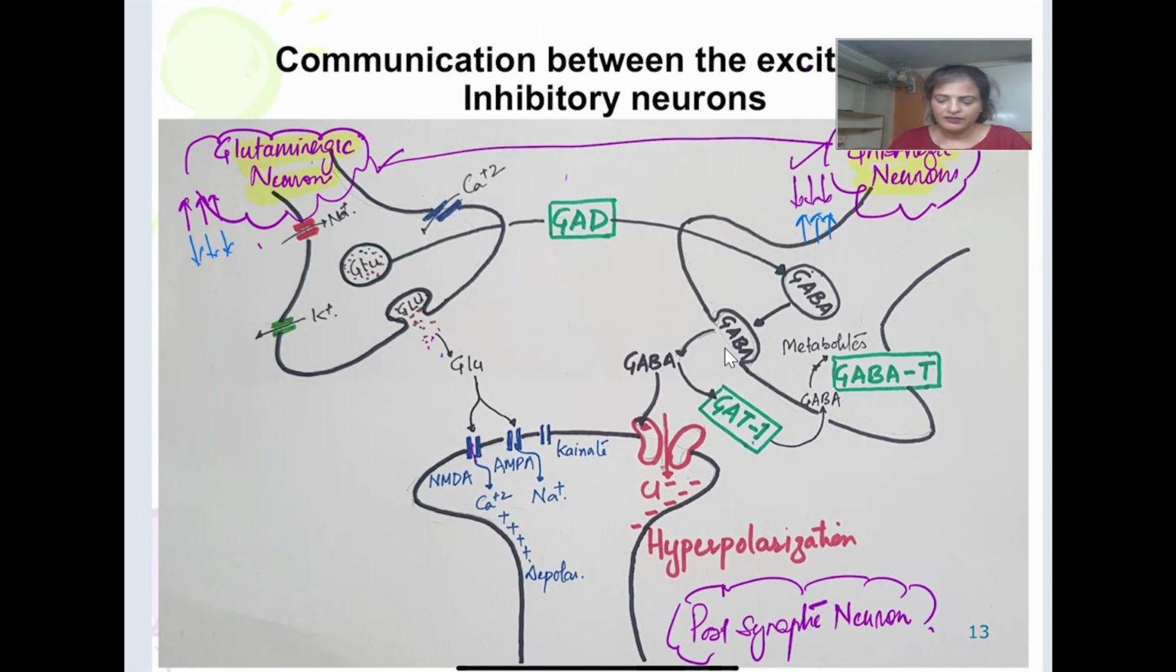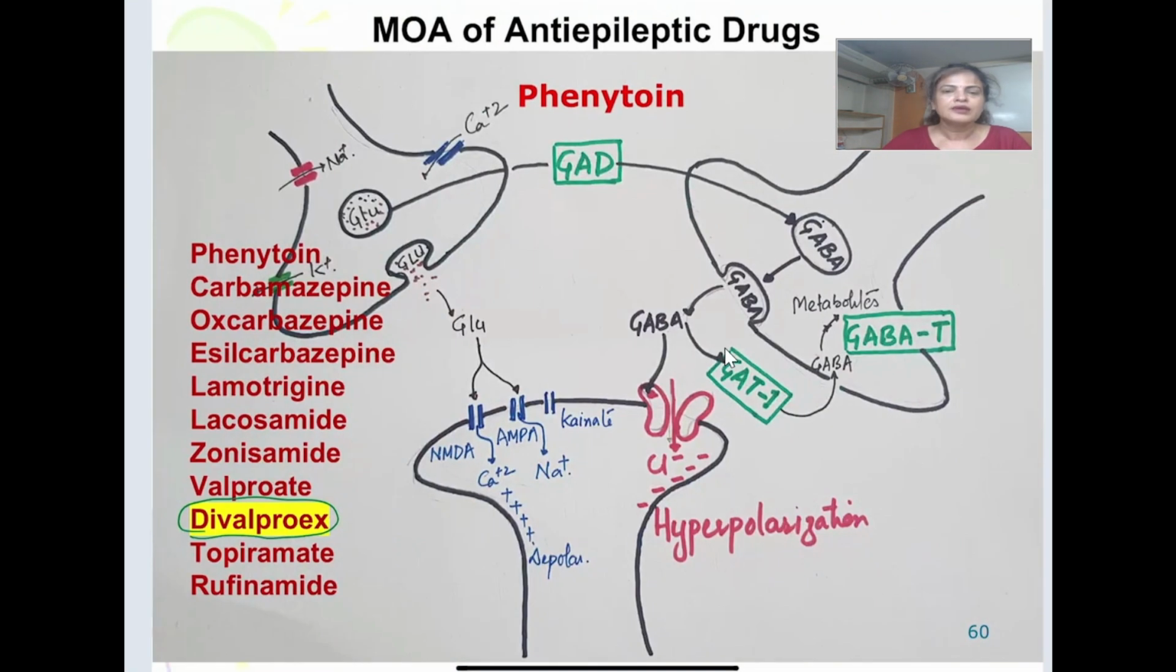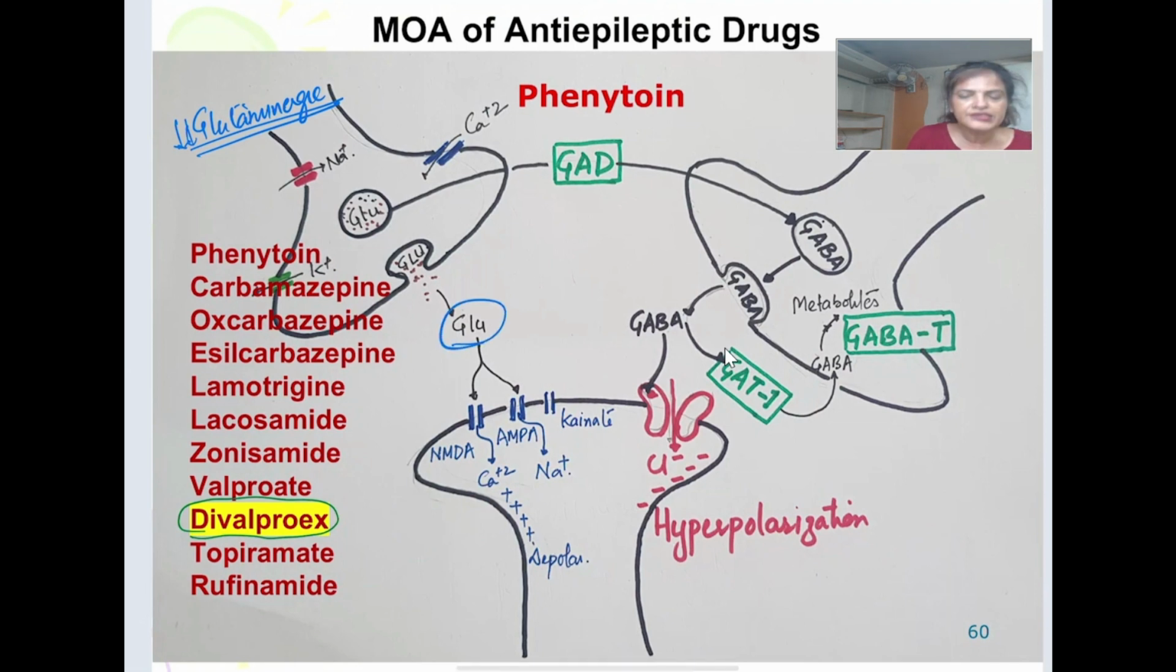So in the second video I started with the anti-epileptic drug. So the first part is the drugs which are going to decrease the activity of this glutaminergic neuron. So how can we decrease the activity of the glutaminergic neuron? By decreasing the release of glutamate.